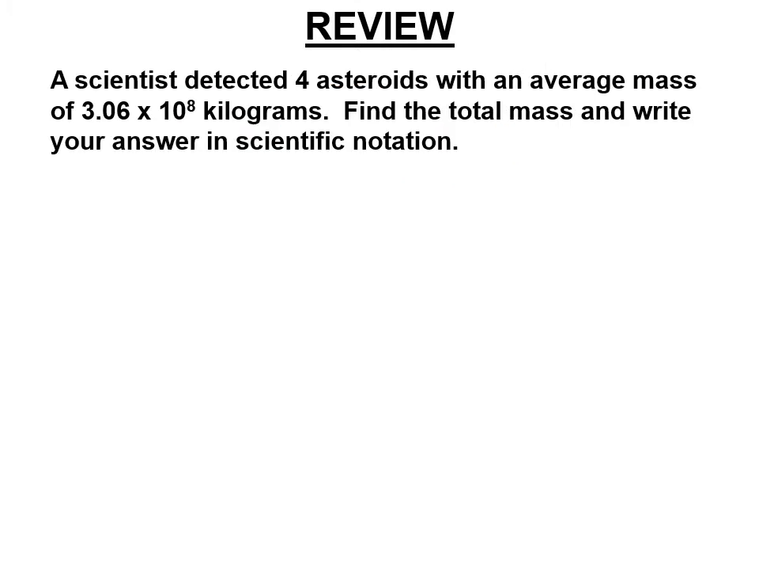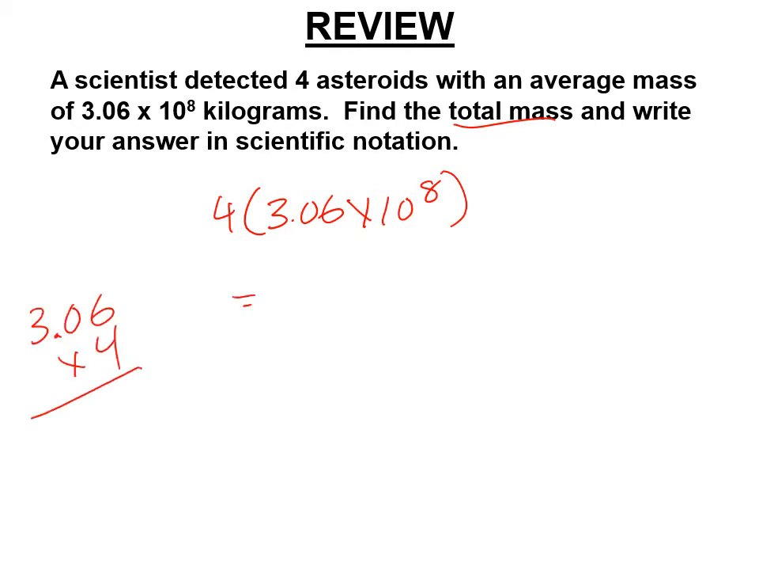Scientists detected 4 asteroids with an average mass of that. Find the total. So it's 4 times this average mass. Okay, so we get 4. Let me write it out the long way. So 4 times 6, 24. And 3 times 4, 12. Move the decimal twice. All right, so we get 12.24 times 10 to the 8th.